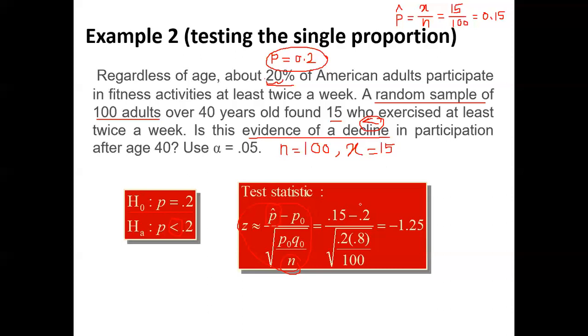Alright, so you need to calculate the above value first. This is the first step for your calculation. Please try at home. And 0.15 minus 0.2, you will get negative 0.05.